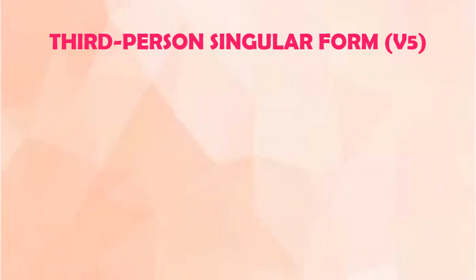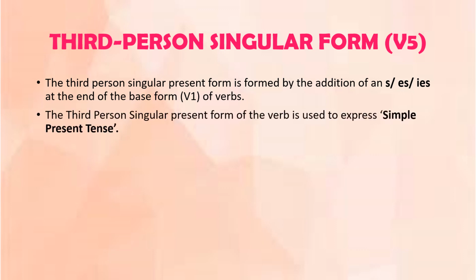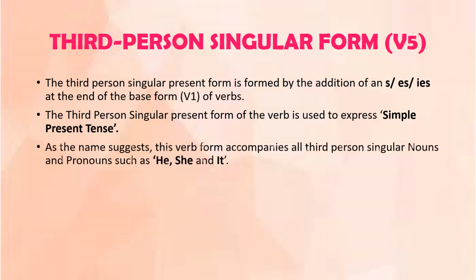Third person singular form or verb 5. The third person singular present form is formed by the addition of s, es or ies at the end of the base form of the verb. It is used to express simple present tense. As the name suggests, this verb form accompanies all third person singular nouns and pronouns such as he, she, and it.